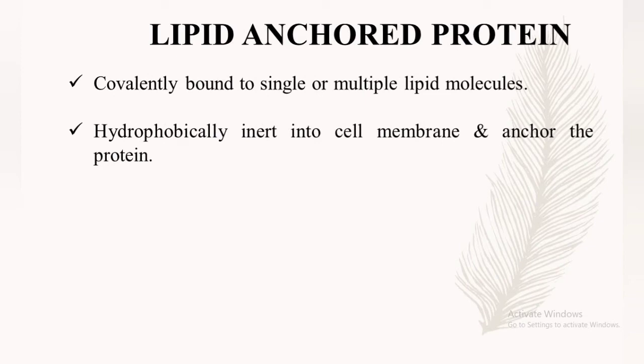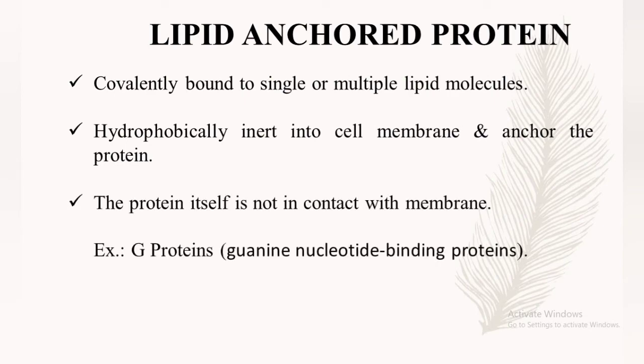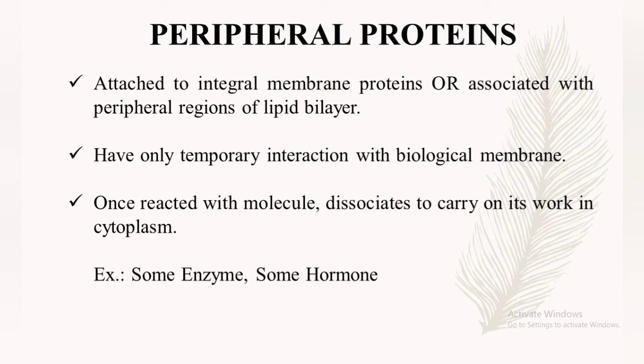And lipid anchored protein is covalently bound to single or multiple lipid molecules, hydrophobically inserted into the cell membrane, and anchors the protein. The protein itself is not in contact with the membrane. For example, G protein, that is guanine nucleotide binding proteins. The last protein present in our cell membrane is peripheral protein, which is attached to integral membrane protein or associated with the peripheral region of lipid bilayer. It has only temporary interaction with biological membranes and once reacted with molecules, it dissociates to carry on its work in cytosol. Examples are some enzymes and some hormones.